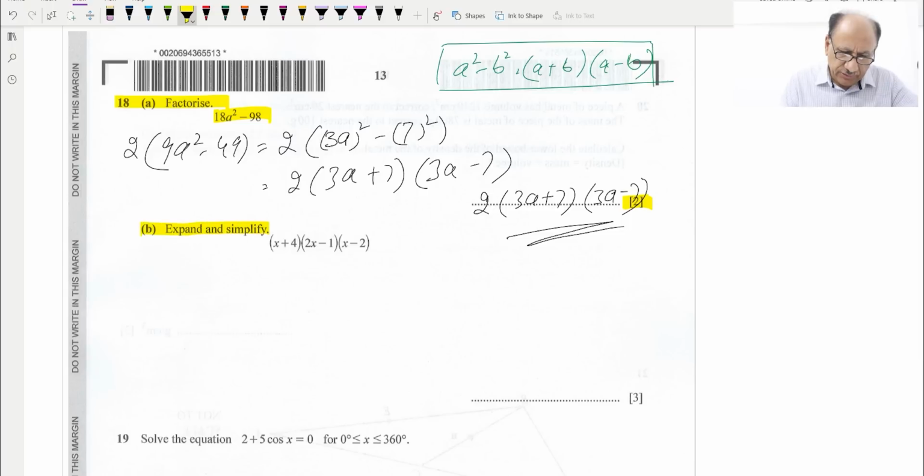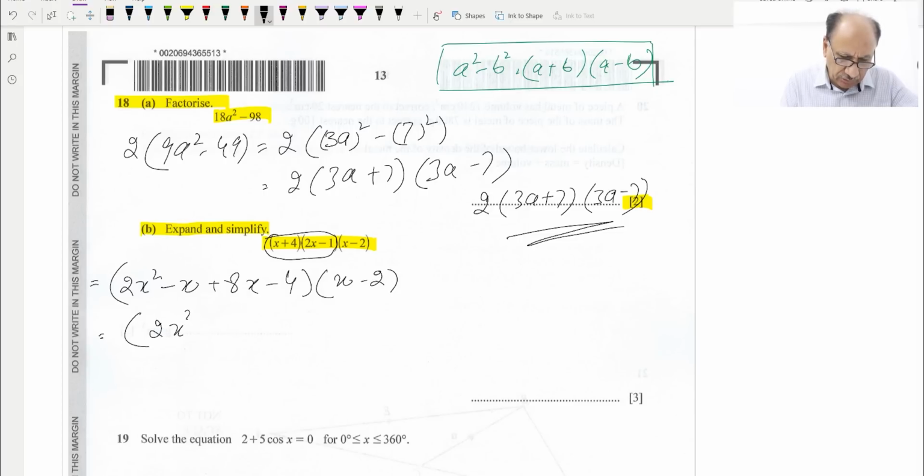B part, expand and simplify. This is the expression we need to expand. We can multiply first these two terms: x into 2x will be 2x square, x into minus 1 will be minus x, then 4 into 2x will be plus 8x, and 4 into minus 1 will be minus 4. This is the result for the first two multiplications, and then this one. Now we need to simplify. This will be 2x square plus 7x minus 4, into x minus 2.